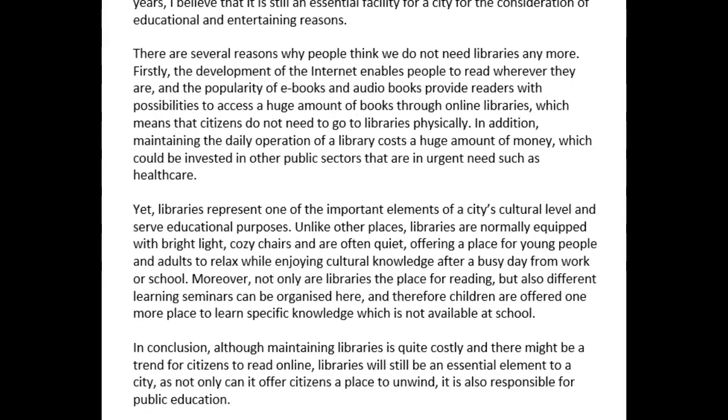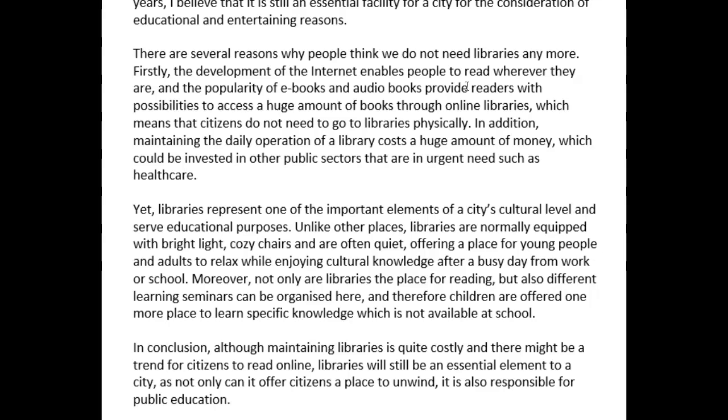Let's keep going. There are several reasons why people think we do not need libraries anymore. Clear, very nice topic sentence. Good. Firstly, the development of the internet enables people to read wherever they are, and the popularity of ebooks and audiobooks provide. Look at this. The popularity, that's your key noun here. So the popularity provides readers with possibilities to access a huge amount of books through online libraries, which means that citizens do not need to go to libraries physically.